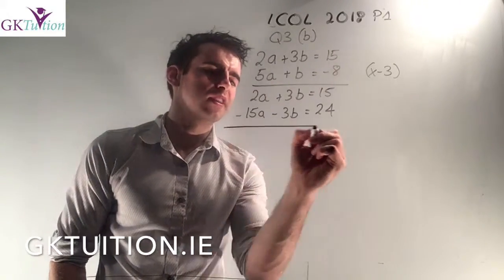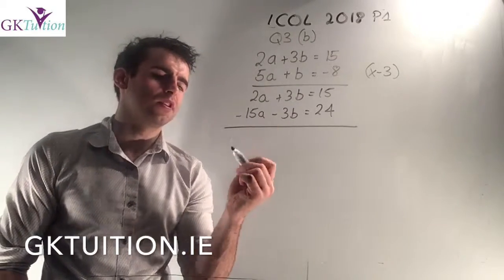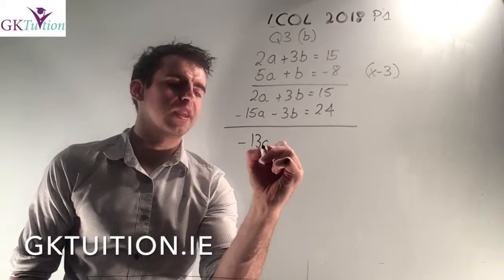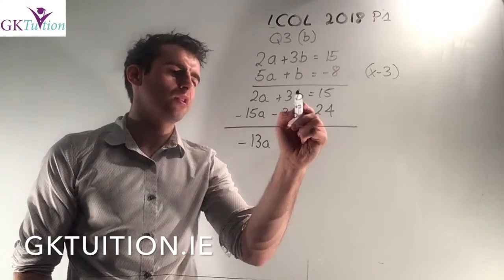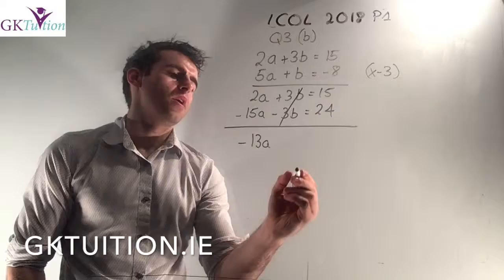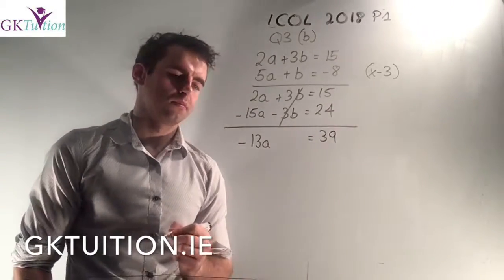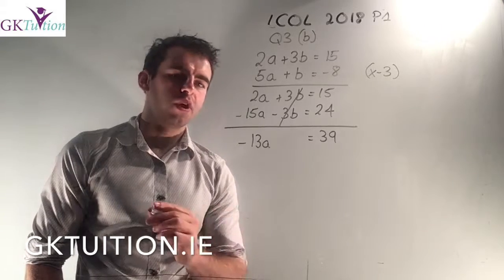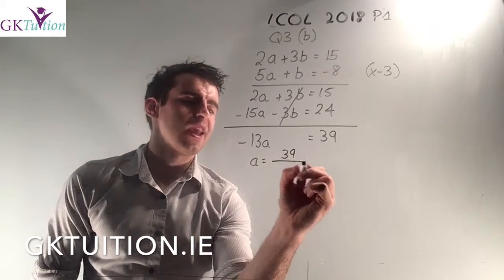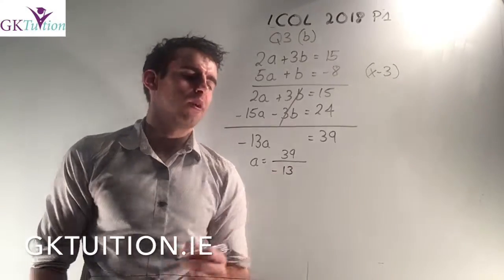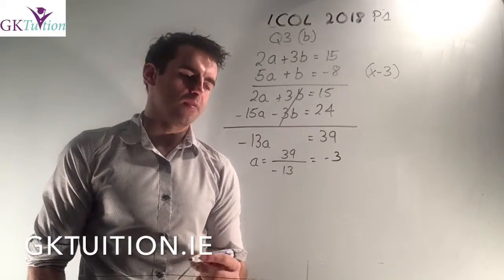So now all I need to do is add these two lines together. Minus 15a plus 2a gives me minus 13a. The important bit here is that plus 3b minus 3b is 0, so they're gone. And then I've got 24 plus 15, which gives me 39. Now in order to get a on its own, I'm going to divide both sides by minus 13, which means that a is equal to 39 divided by minus 13. So in that case, my a is going to work out as minus 3.